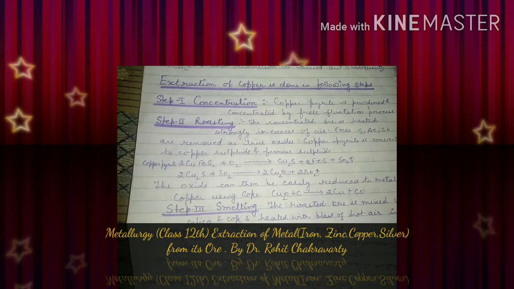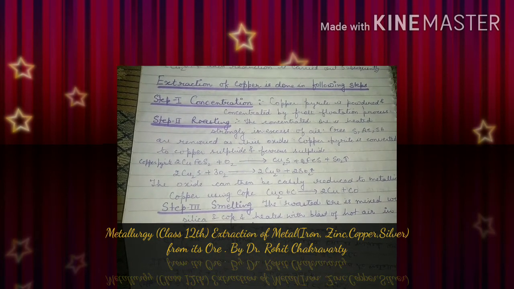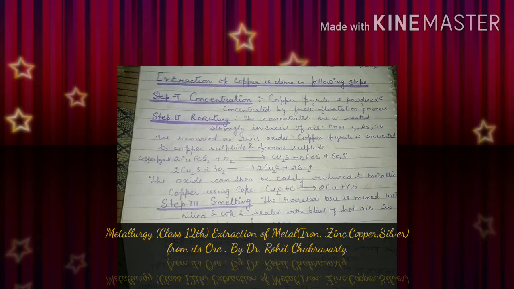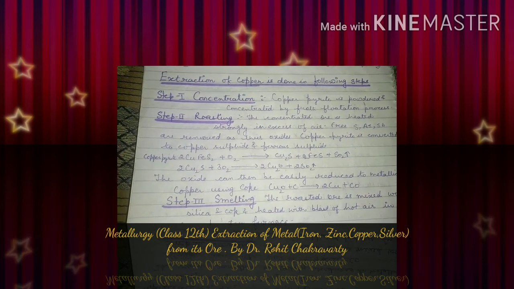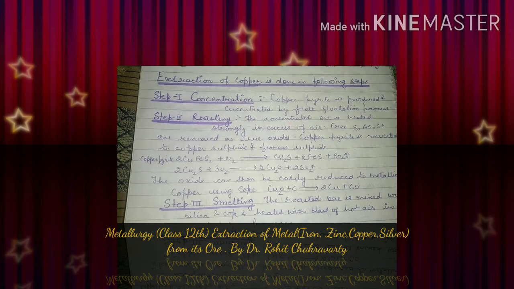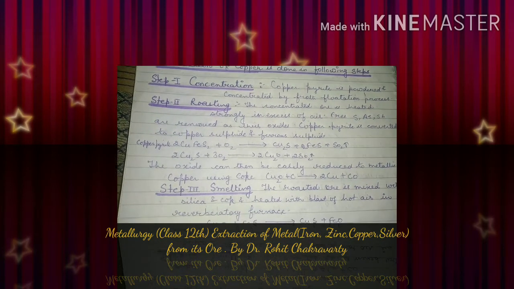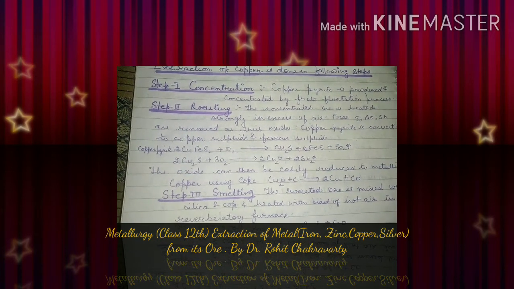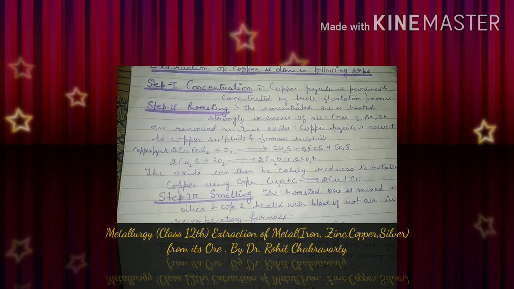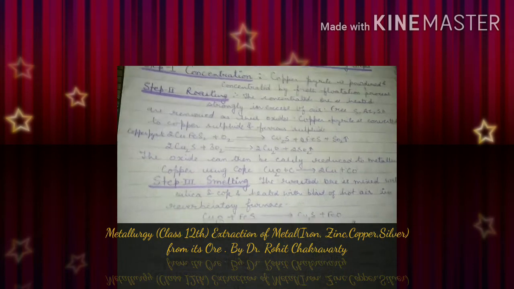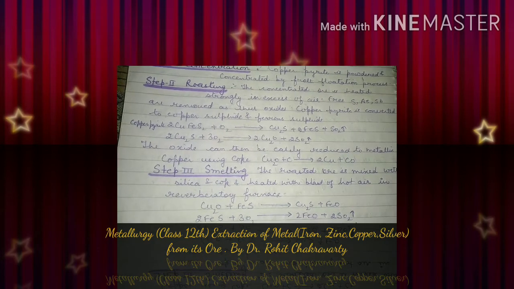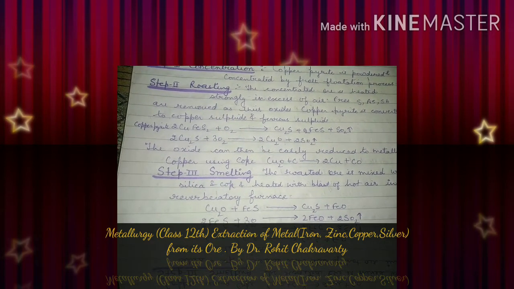Then we do the roasting. Roasting is done in the presence of air and oxygen. Free sulfur, arsenic and antimony are removed as their oxides. So copper pyrite is converted into copper sulfide and ferrous sulfide. This copper sulfide reacts with oxygen to form copper oxide. The oxide can then be easily reduced to metallic copper using coke.